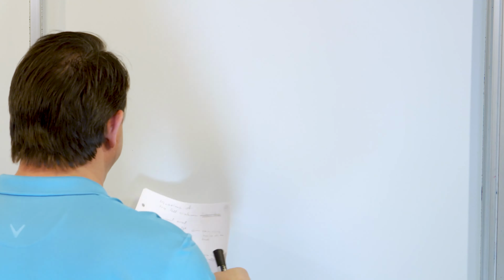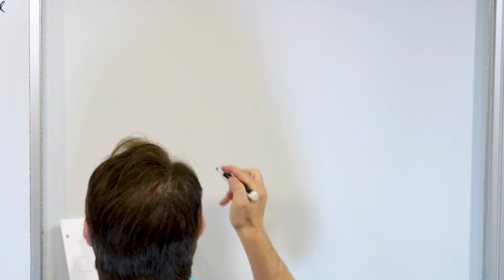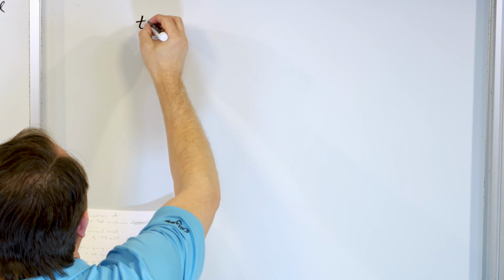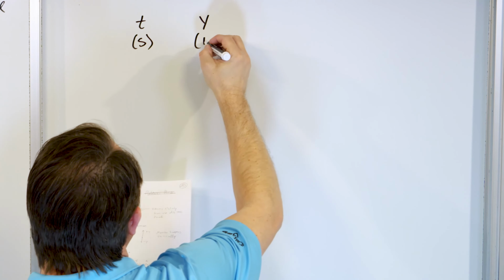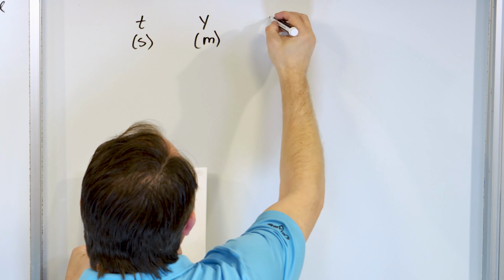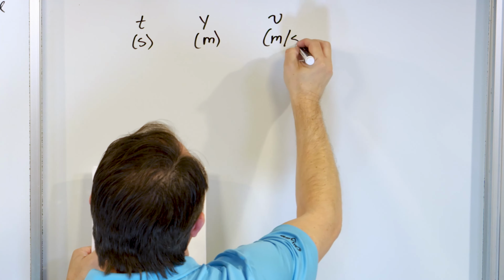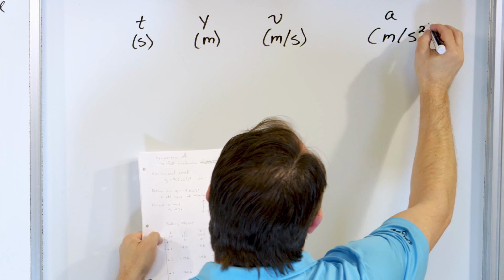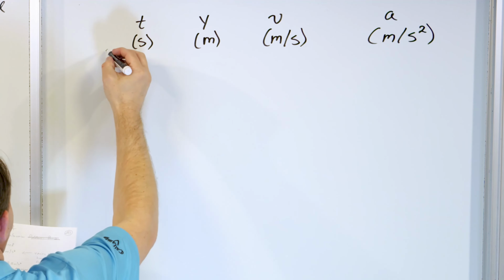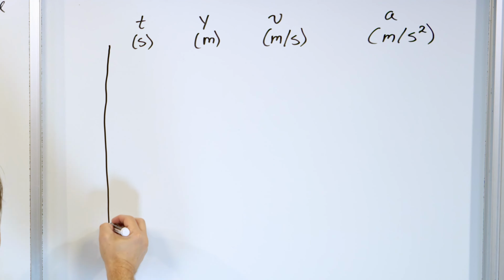All right, the very last thing I want to talk about is how this acceleration due to gravity affects an object. So we can have a falling object, right? We can keep track of the time in seconds that an object falls, its position in meters, its velocity in meters per second, and its acceleration in meters per second squared.